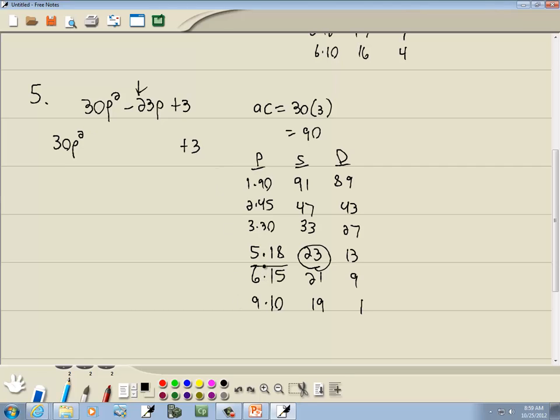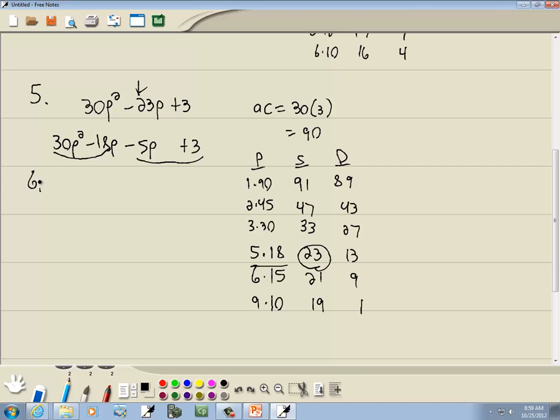Now again, we rewrite our middle term using these two numbers. The larger number in our P column, which is 18, will be the same sign as our middle term, which is negative. The number I circled is in the S column, S for same sign, so if the 18 is negative, then the 5 will be negative. Went over too far. Group the first two together, group the last two together.